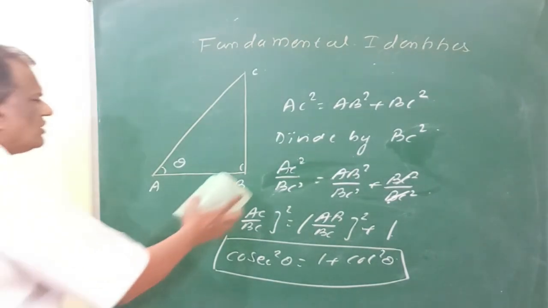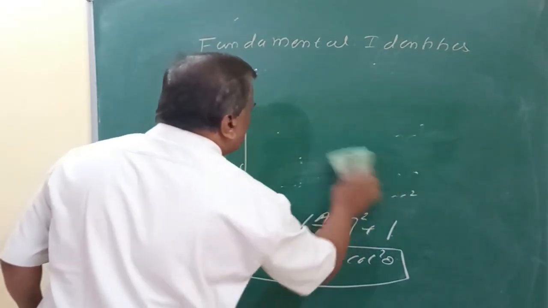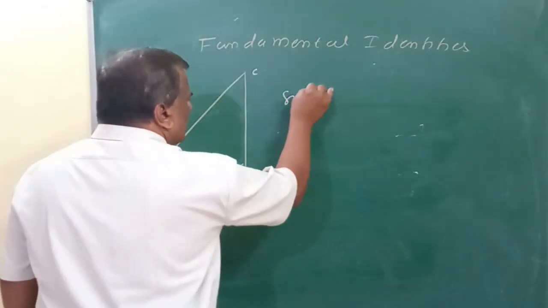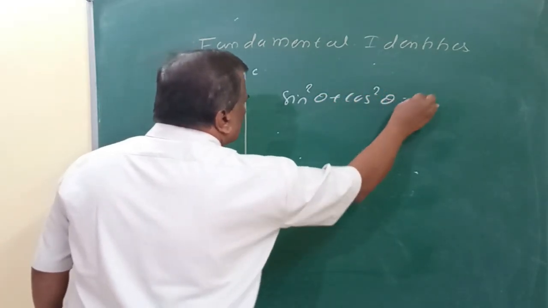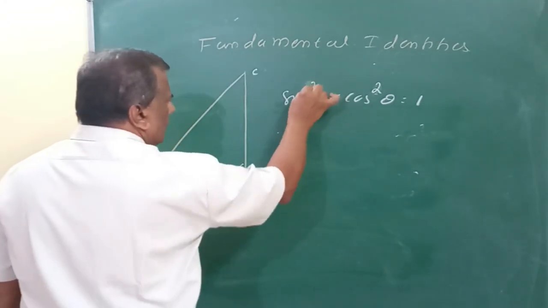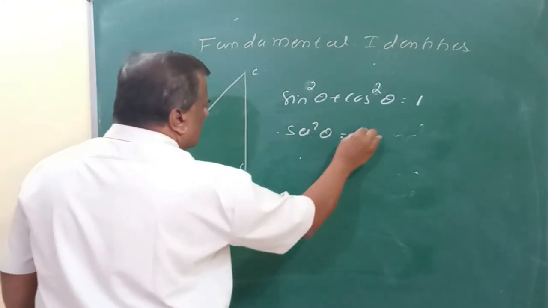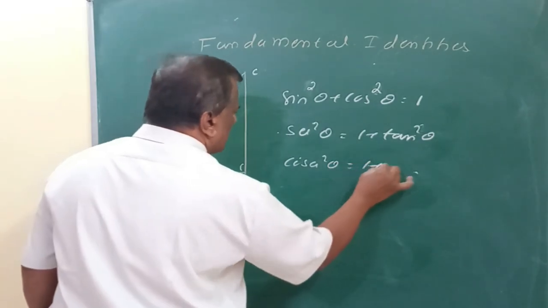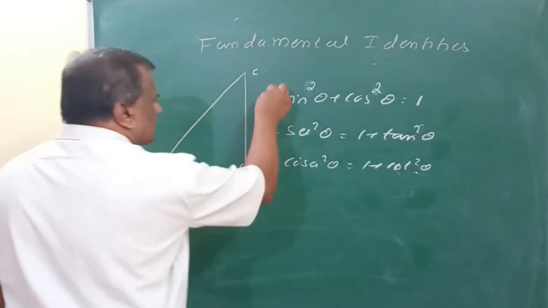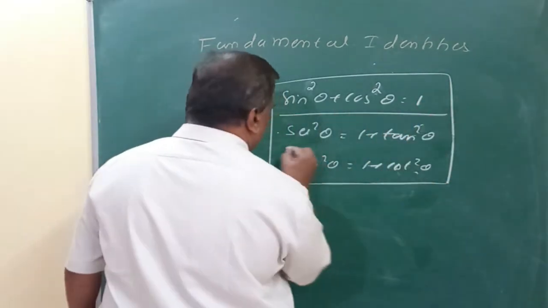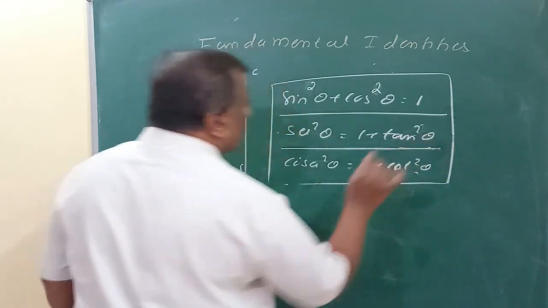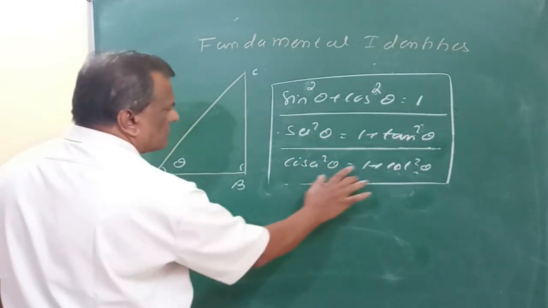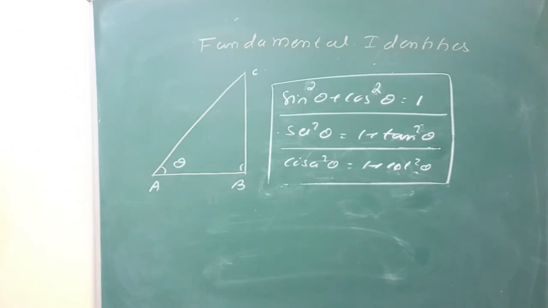So, three fundamental identities. Proof is not important, but the result you have to remember. First one, sin square theta plus cos square theta is equal to 1. Second, sec square theta is equal to 1 plus tan square theta. Cosec square theta is equal to 1 plus cot square theta. These are the three fundamental identities. First, second, third. You must remember this. Sin square theta plus cos square theta is 1. Sec square theta is 1 plus tan square theta. Cosec square theta is 1 plus cot square theta. Okay?